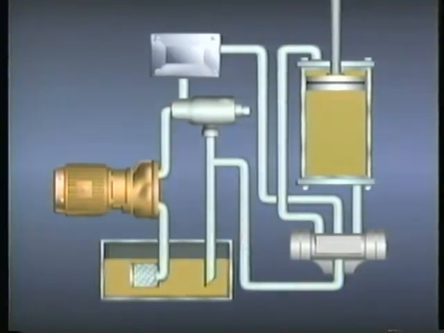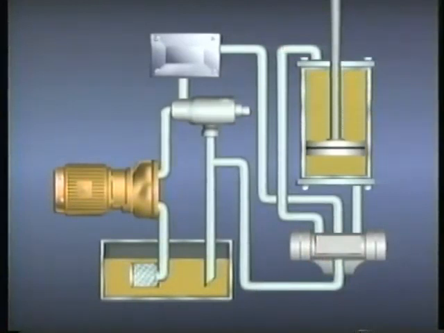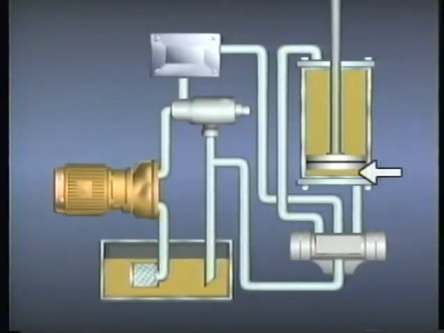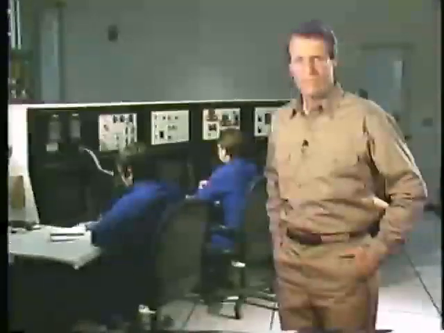To reverse the direction of the actuator piston, the directional control valve will route fluid flow to the upper end of the actuator, pushing the piston in the opposite direction. Fluid on this side of the piston is routed through the directional control valve back to the reservoir. Well, that's basically how fluid flows through a hydraulic system.